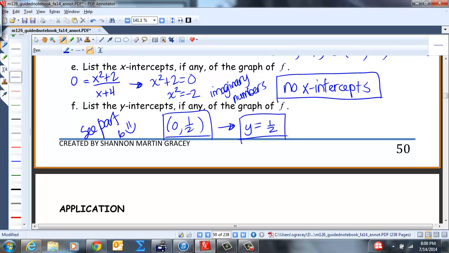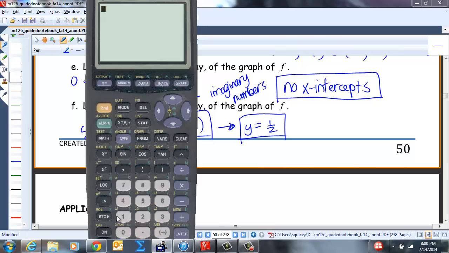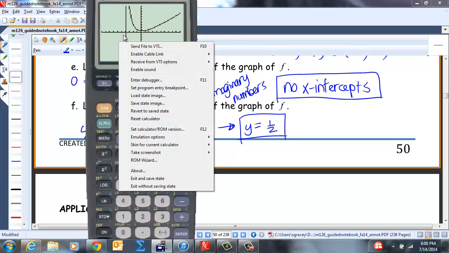Good so far? All right, let's take a look at what this looks like on the graphing calculator, just for fun. So we would have y equals x squared plus 2, that quantity divided by quantity x plus 4. So notice there's no x-intercept. Do you see that? No x-intercept.